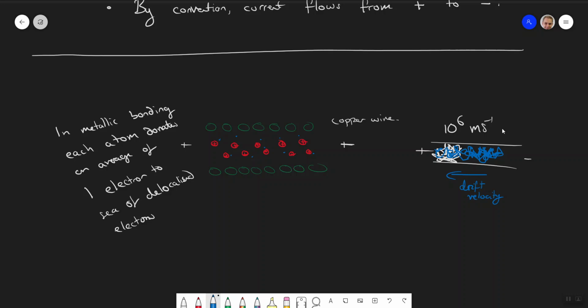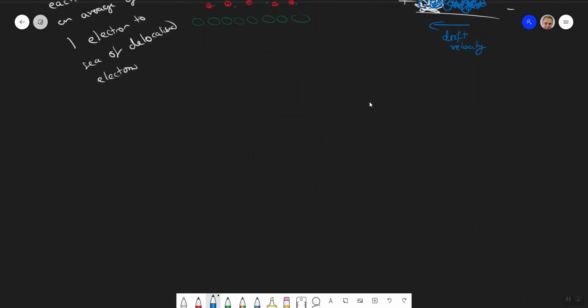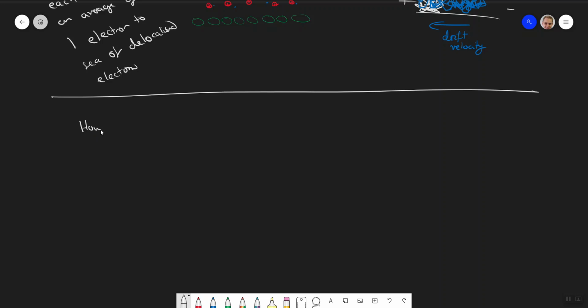As an aside, as these electrons do this random motion, they're going to bump into these ions. That's what causes resistance. That's one of the early models of resistance, but you never need to draw that. Let's try and find out how to calculate the drift velocity.